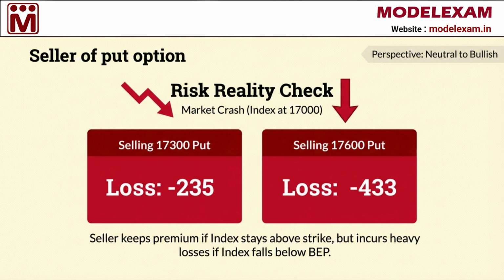However, the perspective of a seller of a put option is very different, as they are usually neutral to bullish. If the market crashes to 17,000, the put seller faces a reality check with heavy losses. Selling the 17,300 put results in a loss of 235, while selling the 17,600 put leads to a loss of 433. The seller only keeps the premium if the index stays above the strike price.